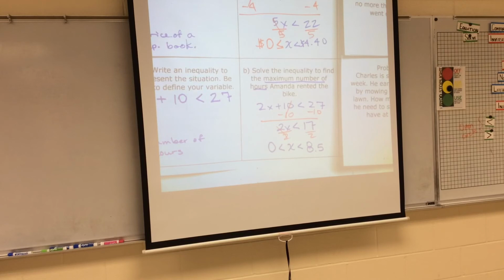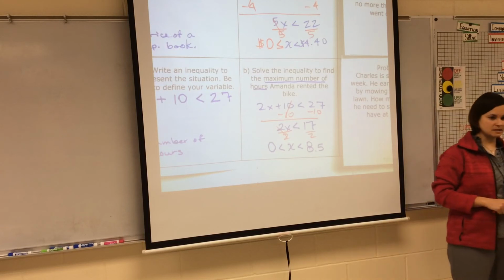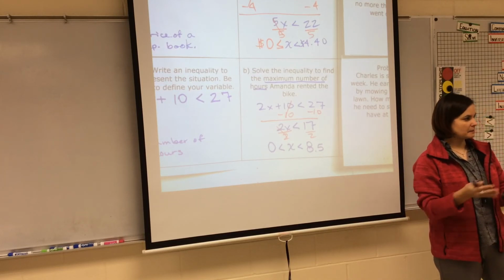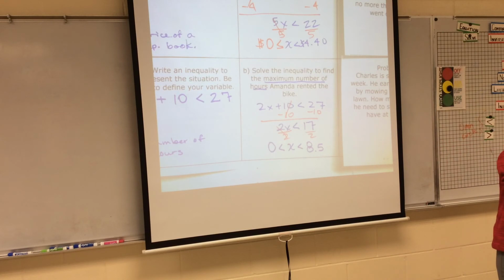Could it be equal to 0 hours? I see some yeses and some nos. Why not? Well, can it be less? Could she have the bike for a negative amount of time? No, so we know that reasonably it has to start at 0 or be greater, right? But could it be equal to 0? Could she rent the bike and then not ride it and just turn it right back in? Yeah, right?